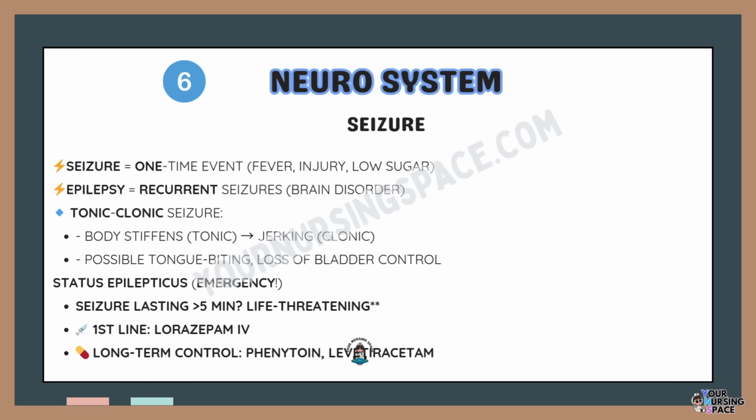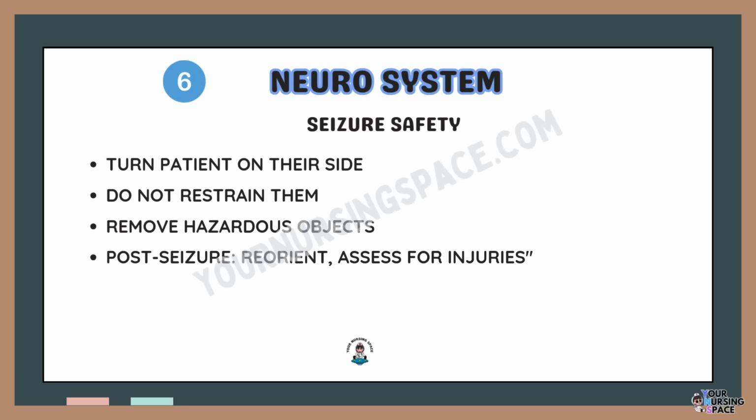Myoclonic seizures involve sudden muscle jerks, while status epilepticus is a life-threatening emergency where a seizure lasts longer than 5 minutes and requires immediate intervention. Seizure safety is a priority in patient care.